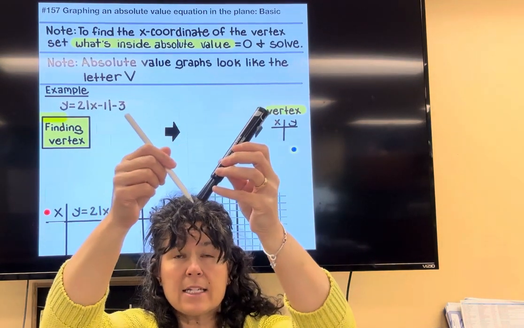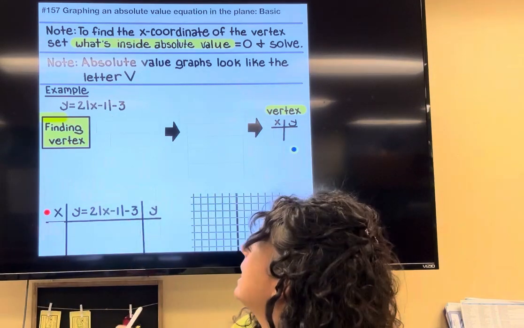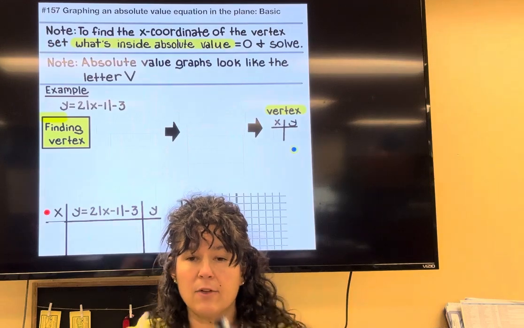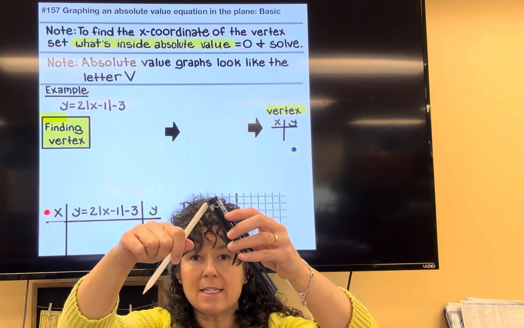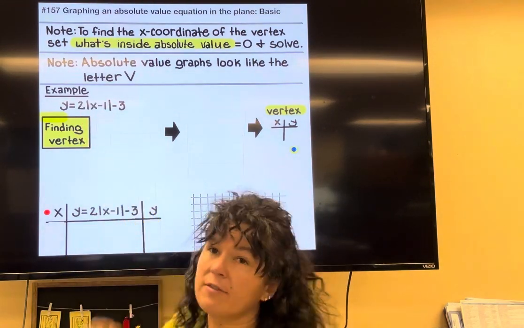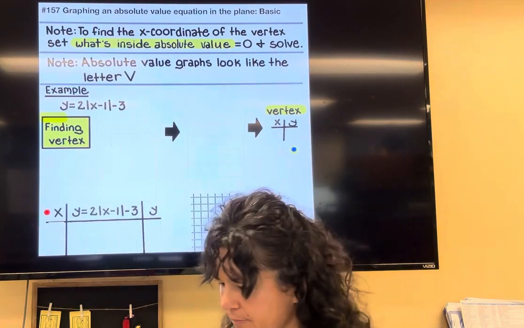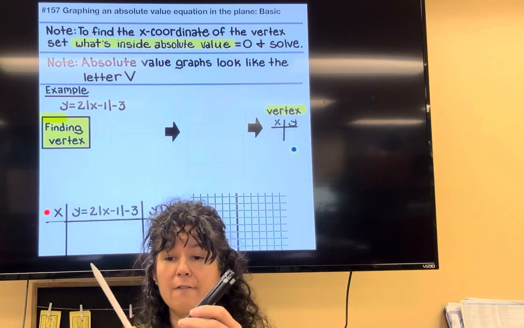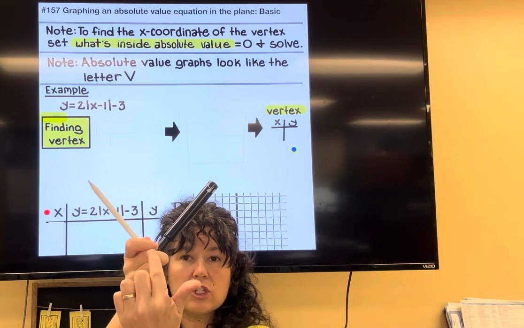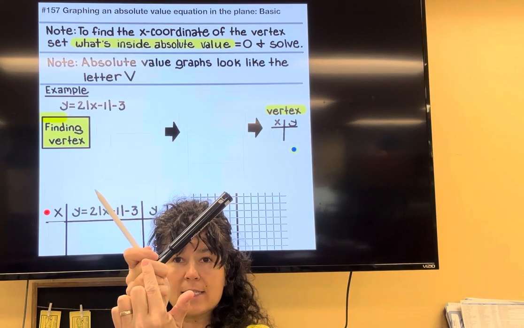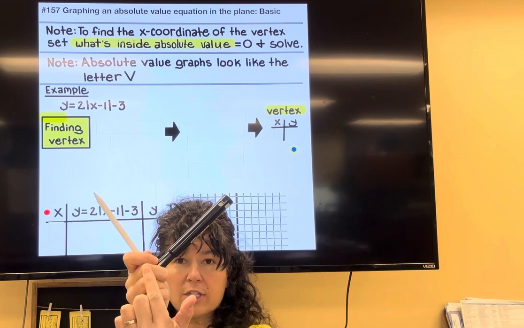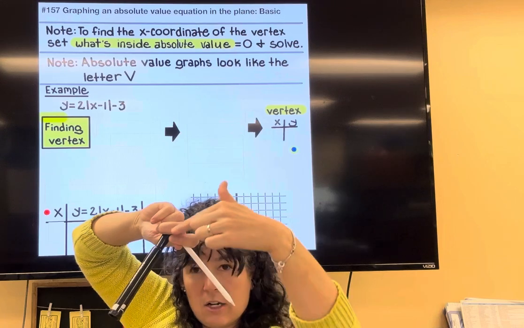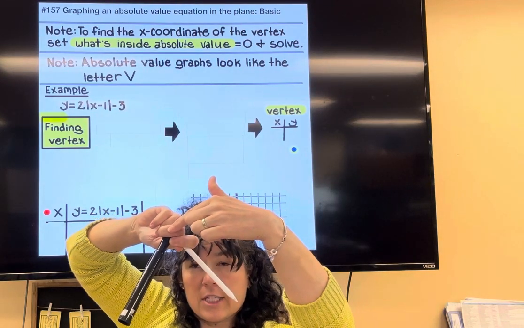Now, it might be a V opening up or a V opening down. You know that the V is opening up if the number in front of the absolute value is positive, and it will be opening down if the number in front of the absolute value is negative. When graphing an absolute value, the most important point is the vertex. So where these two rays come together, that's your vertex.